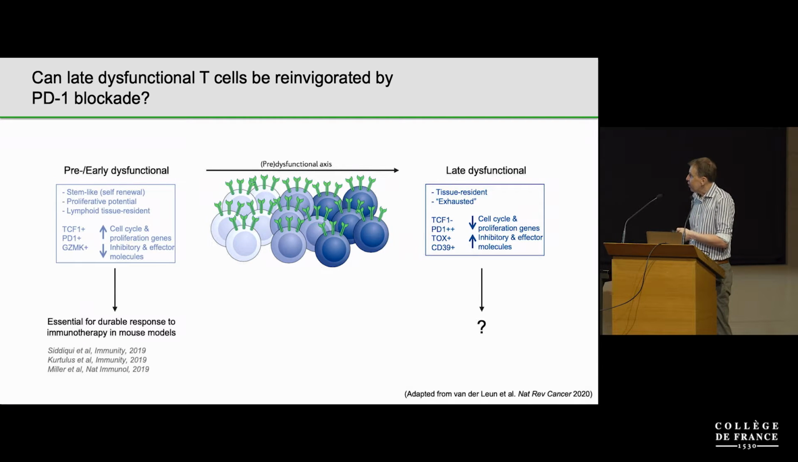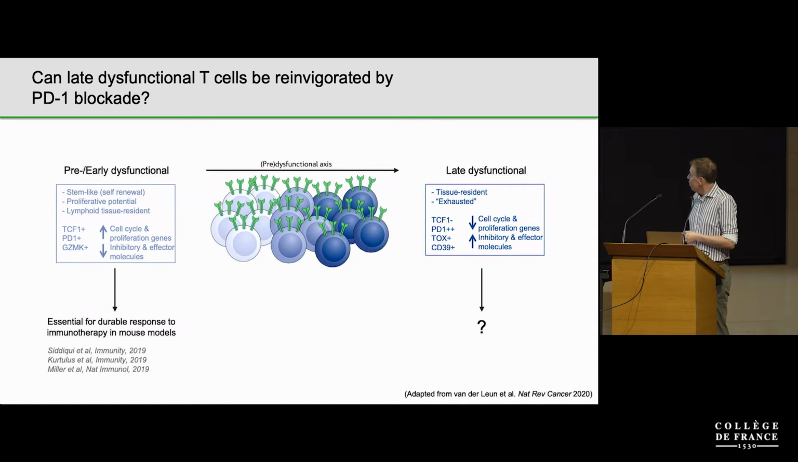And these can be distinguished, for instance, by expression of TCF1 here on the left, and absence here, with very high expression of CD39 on the cells that are late dysfunctional. And there's clearly very compelling data in the mouse that shows that these early cells are essential for durable response to immunotherapy in these mouse models. But the question that hasn't been addressed is whether those cells can actually be reactivated by PD-1 blockade in human cancer. And I guess with my career progressing, I've become more and more sympathetic to the late dysfunctional part of this equation. So we wanted to address that.